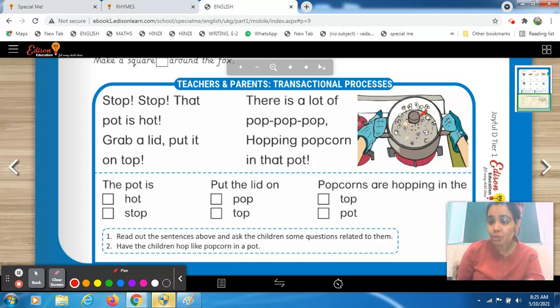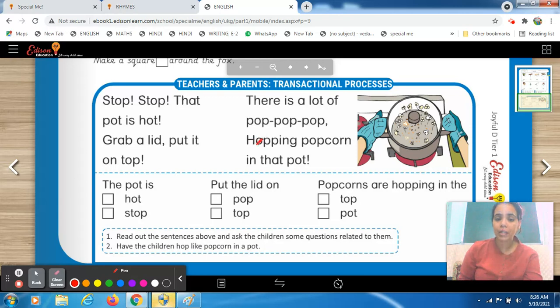There are popcorns. जब आप उसको lid को cover कर दोगे pot पर, so there is a lot of pop. So popcorns. How do the popcorns make sound? Popcorns की कैसी sound आती है? What is the sound that comes when we cook popcorns? The sound is pop, pop. So there is a lot of pop, pop inside the pot.